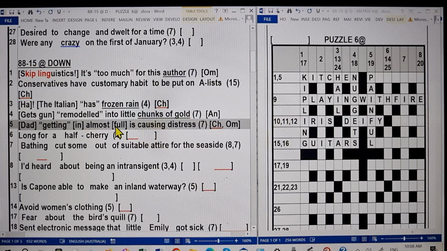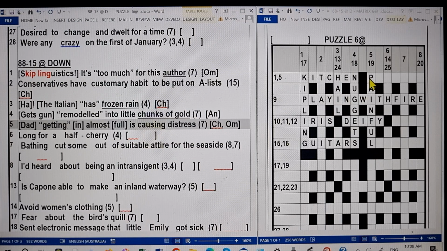In full. Okay? So it's a charade. Not getting in, it's getting. So it's a charade of those two, a charade of those three together, and don't forget to omit the L, so it's an omission as well. So there it is. That's why it's painful.